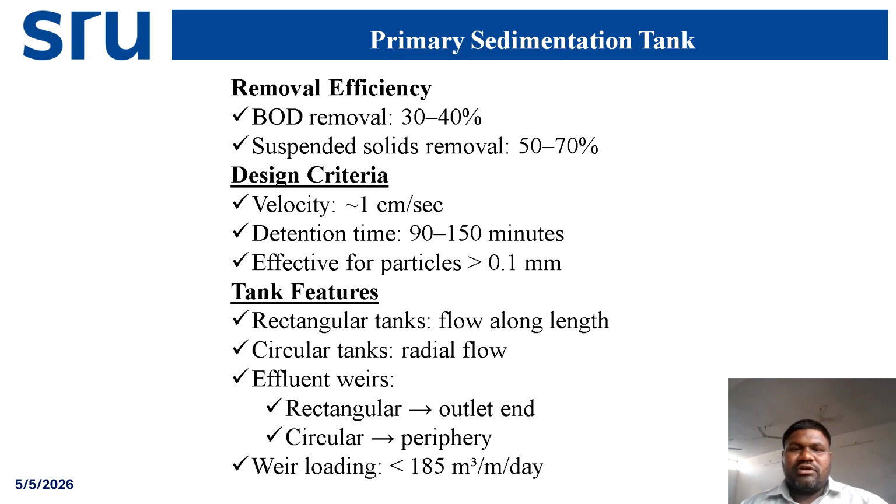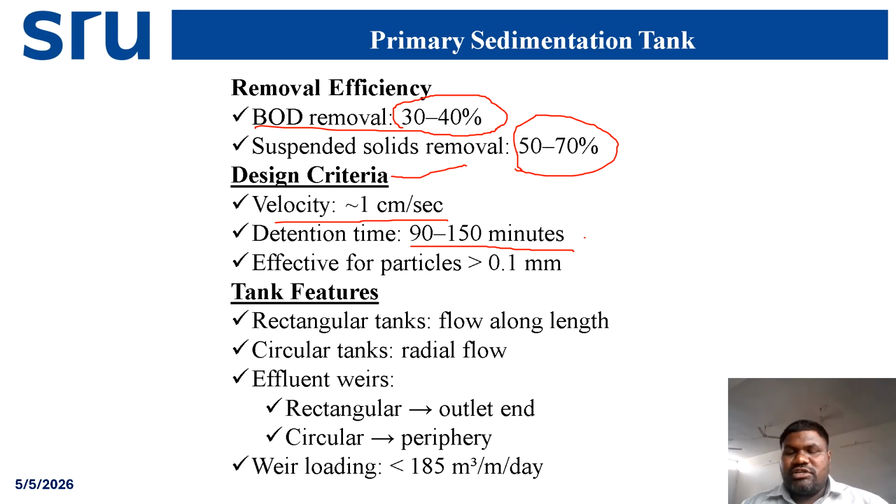From the primary sedimentation tank, the BOD removal is around 30 to 40 percent, and suspended solids removal is around 50 to 70 percent. So this is the design criteria. The velocity should be around 1 centimeter per second, and detention time around 90 to 150 minutes. This detention time is provided based on the concentration of suspended solids as well as the BOD concentration. For particles greater than 0.1 mm, this primary sedimentation tank will be effective.